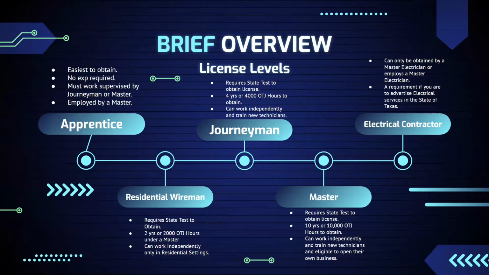A brief overview on all of the license levels. So the first one you got is the apprentice, residential wireman, journeyman, master, and then the electrical contractor. So going back to the first level, which is the easiest to obtain, really you just have to go to their website, fill out an application and pay, I think it's about $20, and then they issue you your first apprentice license. So it's the easiest to obtain.